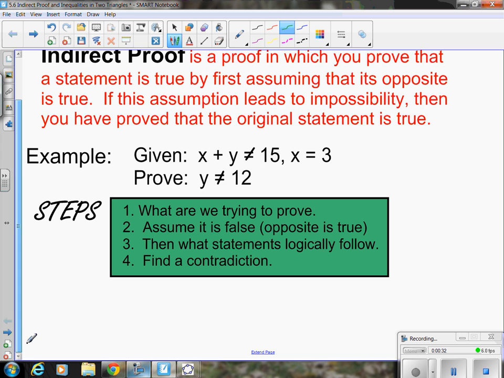So here are the steps to an indirect proof. We've got to identify what we're trying to prove. Then what we're trying to prove, we're going to assume is false. So instead of thinking prove that y doesn't equal 12, we're going to assume the opposite in this proof. We're going to say assume that y equals 12, and then we're going to continue on with the proof until we find a contradiction.